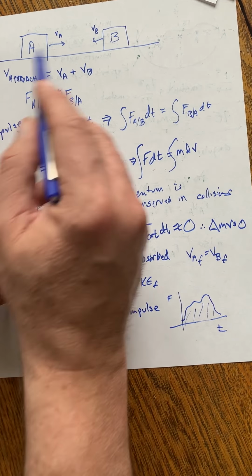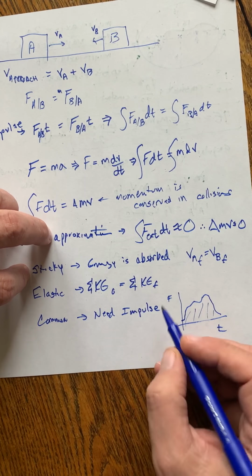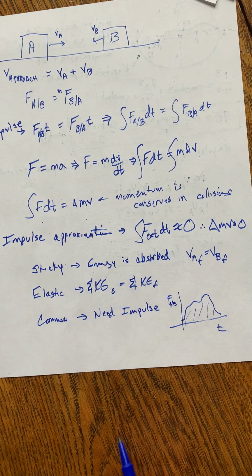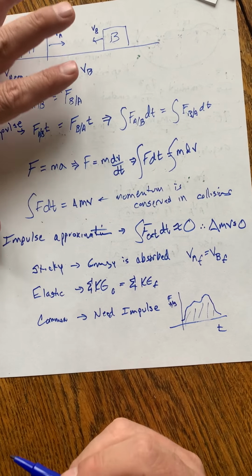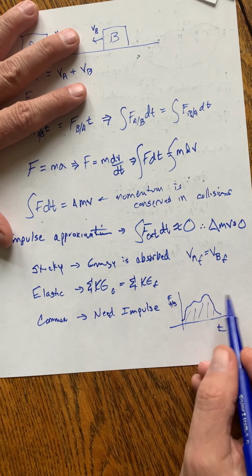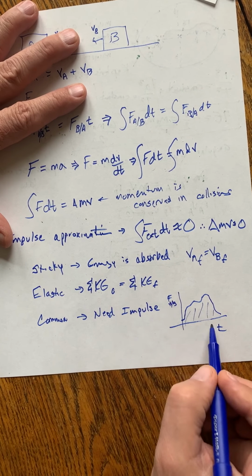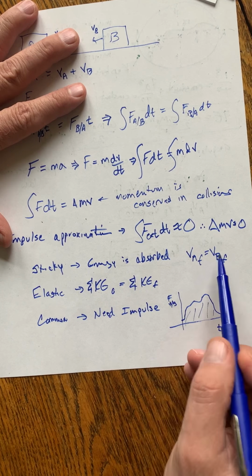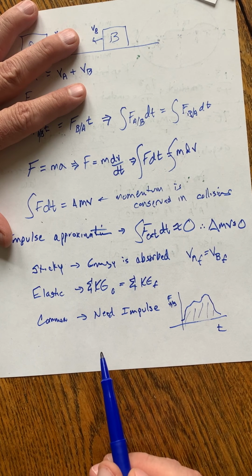You know what the impulse of A on B is. By the way, this would be the force of A on B. We'd have the same plot for the force of B on A because those two impulses are equal. So if this is some number of newton-seconds, okay, it will allow us once again to calculate VA final and VB final.